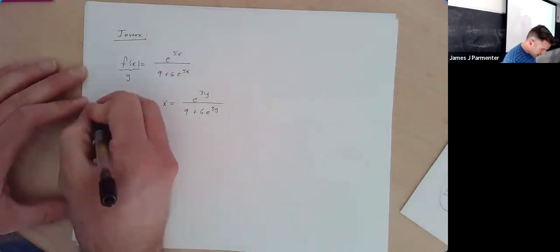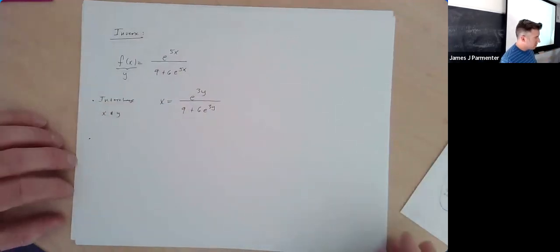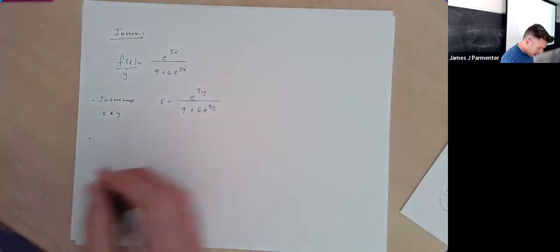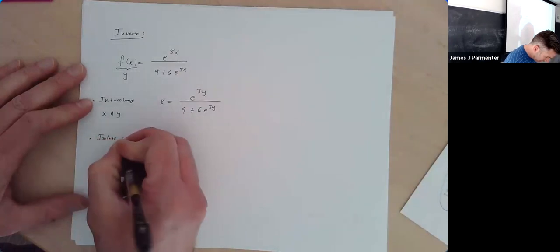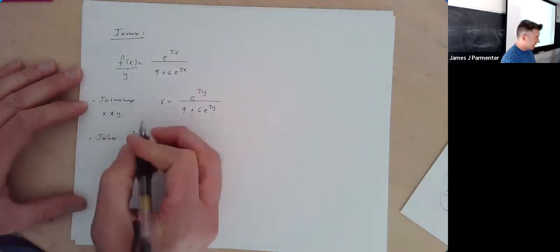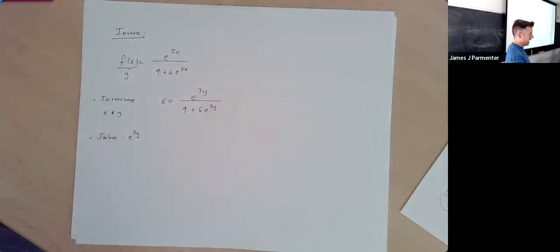But I'm going to point out that your intermediate goal before solving for y is to isolate not y, but e to the 5y. Since I have multiple instances of it, I have to do that before I can get y by itself.